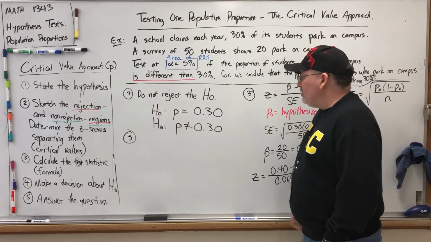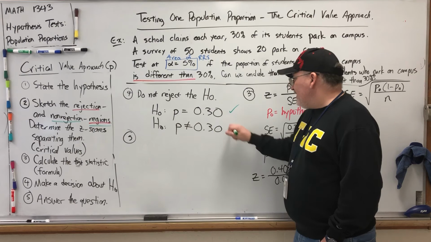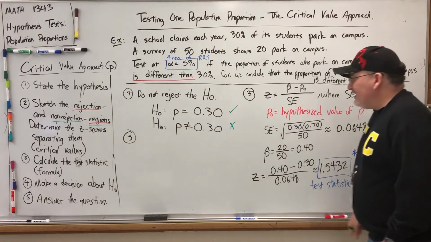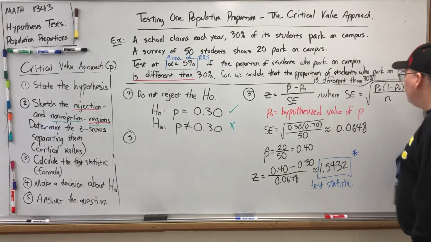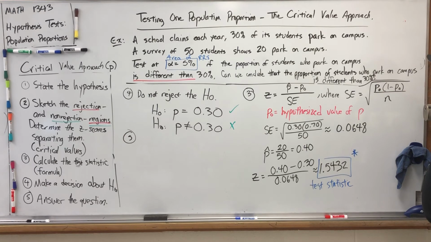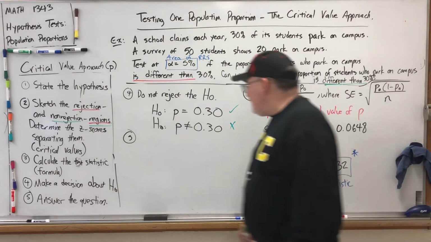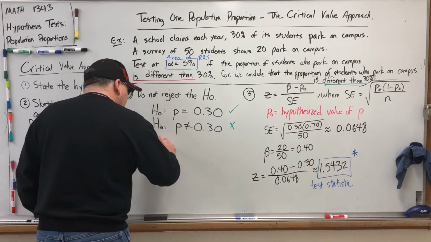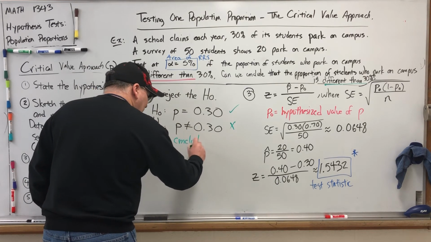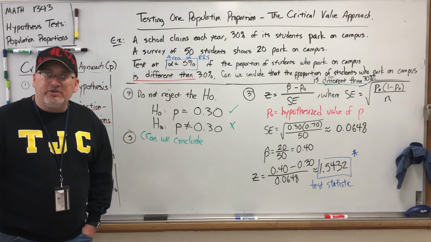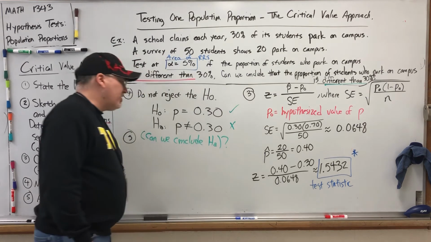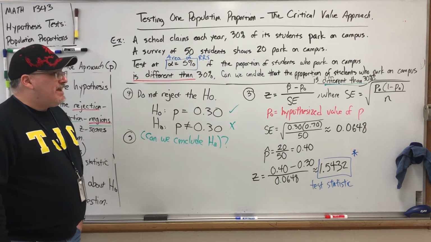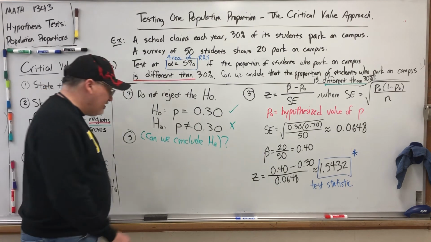When I say do not reject the null, that means I'm keeping it. And if I'm keeping it, that means I have to reject the alternative. Now, that doesn't mean the null is true and the alternative is false. That means based on our evidence, this is what we would conclude. But as far as the question, can we conclude that the proportion of students who park on campus is different than 30%? What we're basically being asked is, well, which hypothesis says that the proportion is different than 30%? The alternative. So to rephrase the question in the context of hypotheses, we're being asked, can we conclude the alternative hypothesis? And the answer is no.